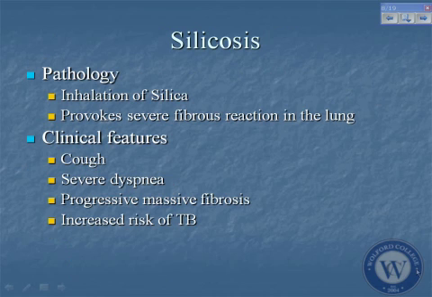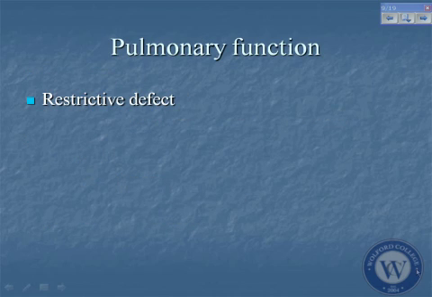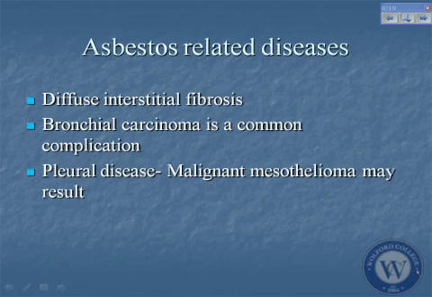Another thing that also occurs in mines is silicosis. Silica is basically like a glass fiber that can cause severe fibrous reactions in the lung. Clinical features are coughing, severe dyspnea, and progressive massive fibrosis, and there's also an increased risk for developing TB. Pulmonary function is a restrictive defect in this kind of disease process, and eventually also the coal miner's pneumoconiosis is going to give you a mixture, but the terminal event usually is restrictive.